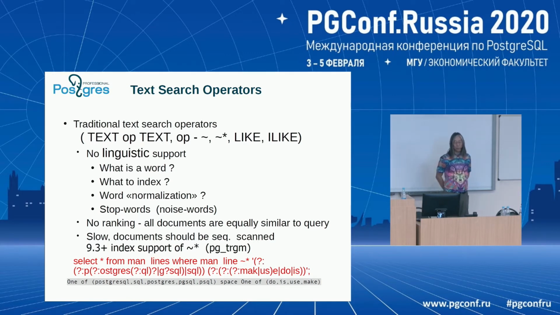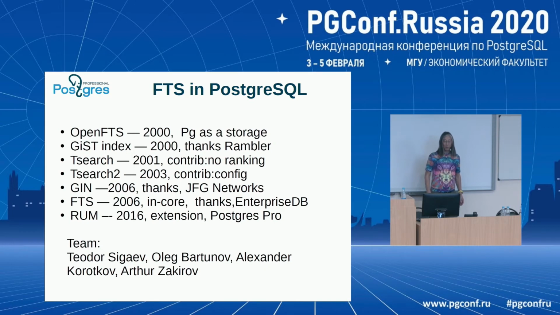Starting from version 9.3, we started to support this operator with the tilde asterisk. It is a trigram search, and in red you see it's quite a sophisticated query, and it allows you to look for something more sophisticated, but it looks ugly.